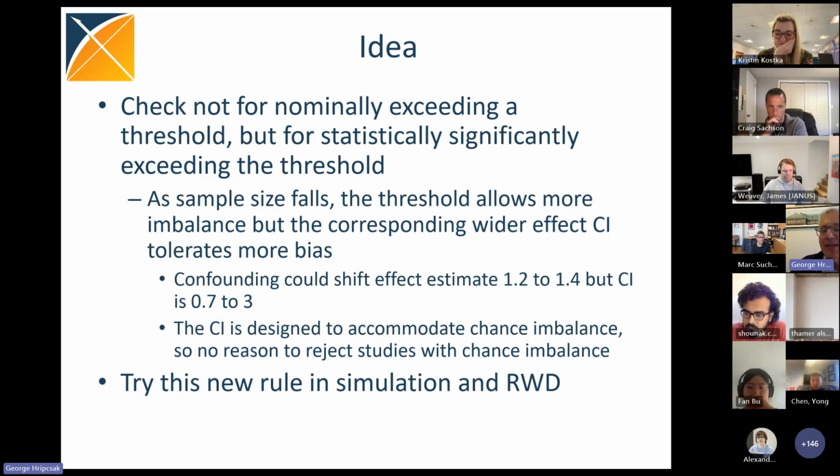Why won't it hurt us? Because as the sample size drops, the confidence interval around our effect estimate grows, and a small amount of confounding hurts us less and less because our estimate is so imprecise. Having a little bit of confounding doesn't hurt. So the fact that the threshold rises as the sample size falls is not a problem.